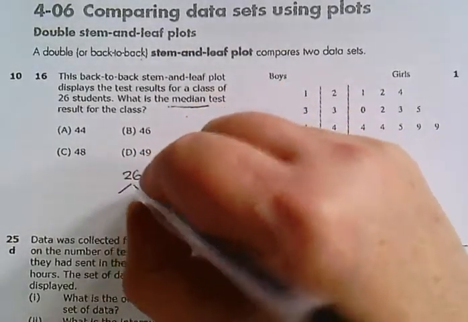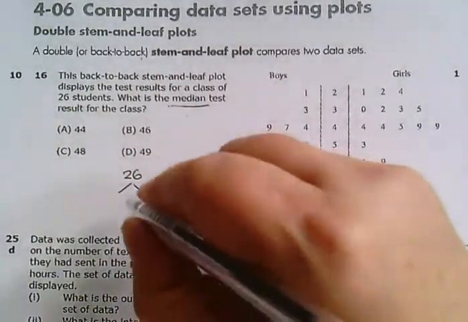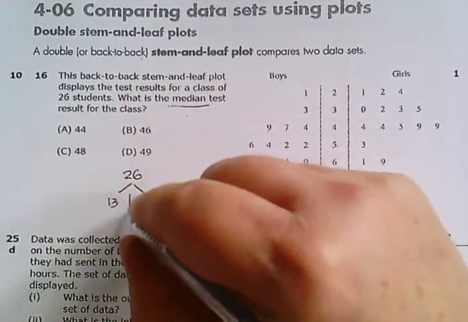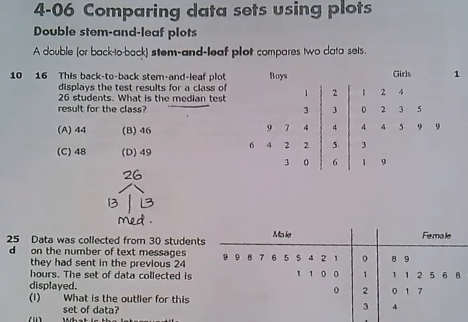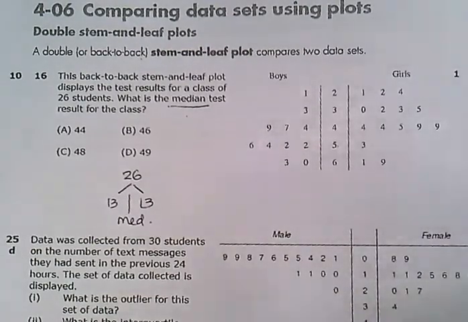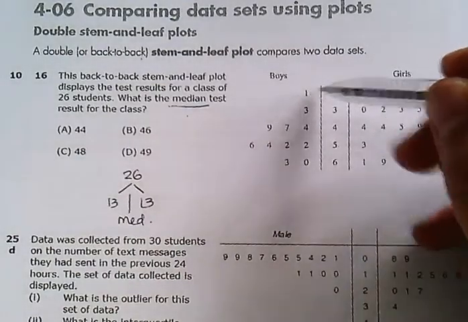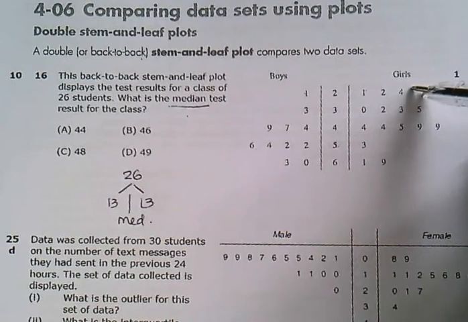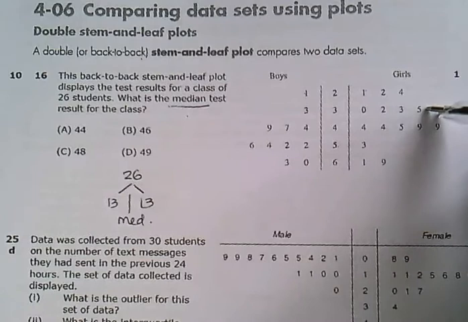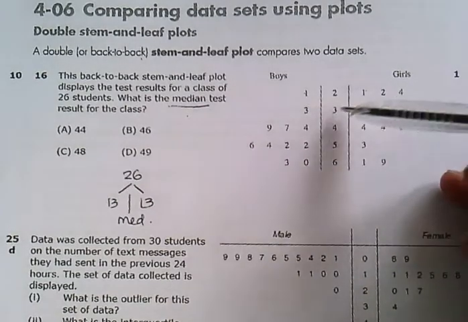26 students. How do I find the middle student? 13. 13 on the left, 13 on the right. The median will be here. So we're going to count 13 students, put a line, and there should be 13 students after it. But be careful. We've got to do the boys and girls together. So I've got 1, 2, 3, 4. Do you know what I'm doing? 5, 6, 7, 8, 9. Do you know why I jumped over for 8? Because that was 33.